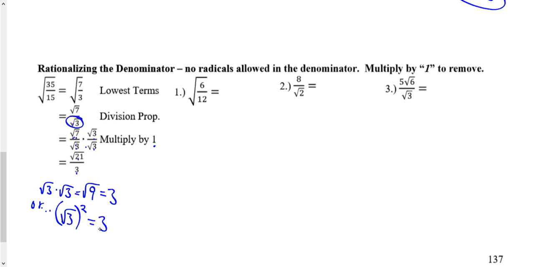Okay, let me work you through the first example. You guys have 3 examples here? Okay, good. We got to fix that. So let's do the first thing. We got the square root of 6 over 12. Can we put it in lower terms? Yes. So we could rewrite it as the square root of what over what? Okay, that's going to make things easier, right?